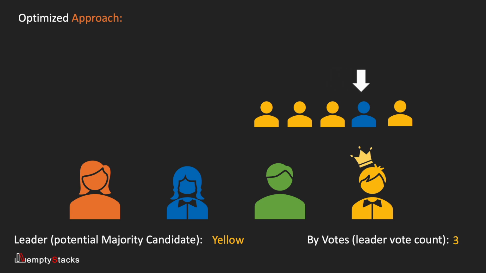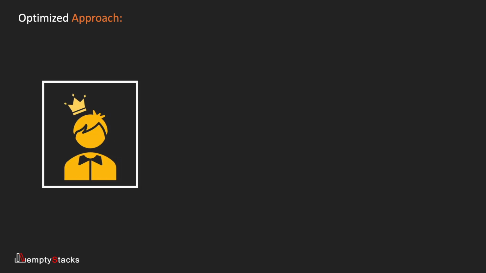Next we have a blue voter. This is different from the current leader, so we can remove this and one yellow voter from the election. The vote count would decrease by 1 and we move towards the last voter. This one also voted for yellow, so again the vote count will increase by 1. Now since we have reached the end of the array, we can say the leader is yellow, who won the election by making a majority.